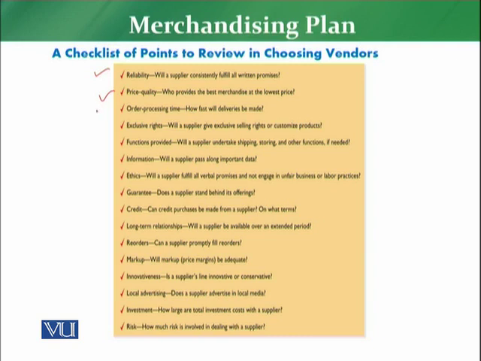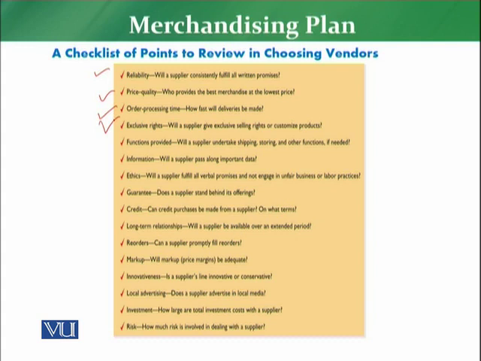Then order processing time, which is the third point in the checklist. How fast will the deliveries be made? If you are going to order a particular product or service, how much time would it take the manufacturer, the source of supply or the vendor to deliver to your store? Because if there are empty shelves, your customer will be annoyed.